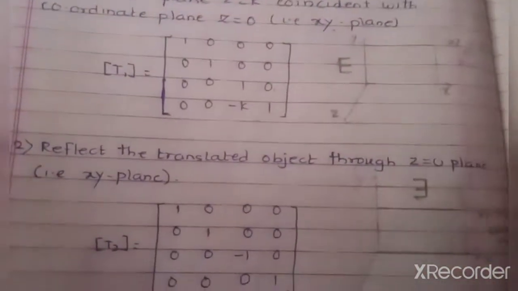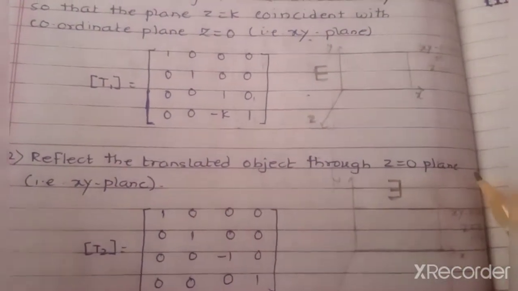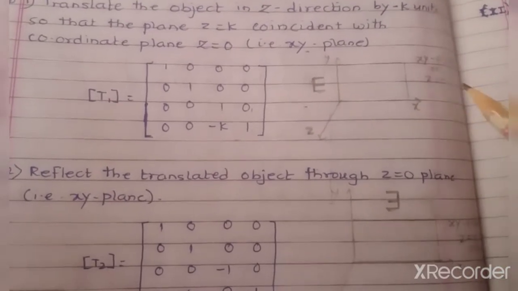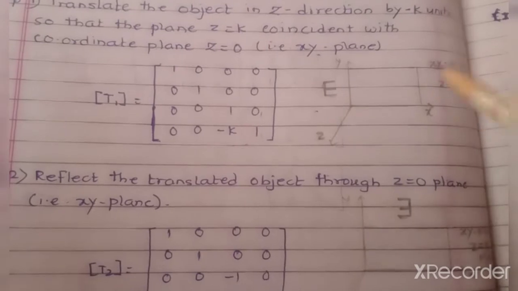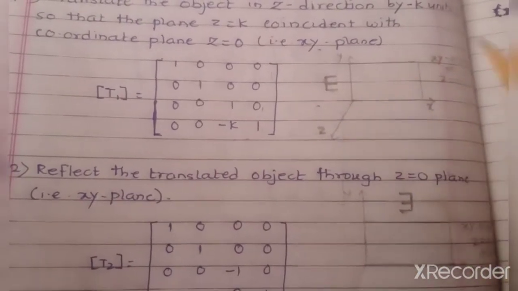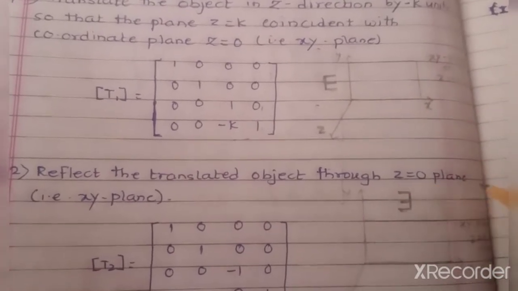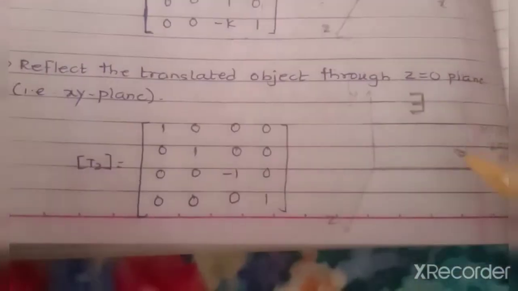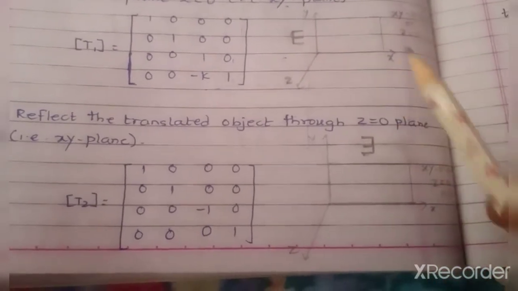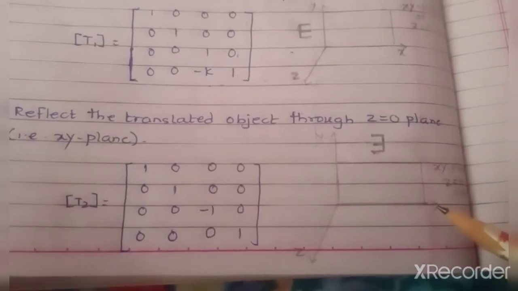In step two, reflect the translated object through the z equal to 0 plane. After the z equal to k plane is made to coincide with the z equal to 0 plane, we do the reflection through the z equal to 0 plane. So what happens when we do the reflection? The object is reflected through the z equal to 0 plane. It is shown in this way, and it is reflected to its opposite side.